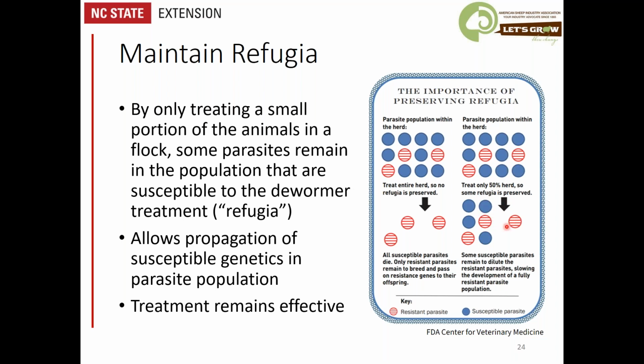And by leaving some of those blue dots in the population, those susceptible parasites are around to breed and to propagate more susceptible genetics, so that when I do have an animal that gets really sick and does have a parasite infection and I do need to treat, that dewormer is still effective because I still have susceptible worms within the population. And so this is where targeted selective treatment can be very valuable. Only treat those animals that need it. That's going to maintain that refugia, that susceptible population of worms that can propagate susceptible genetics and help us to maintain the effectiveness of our dewormer products.